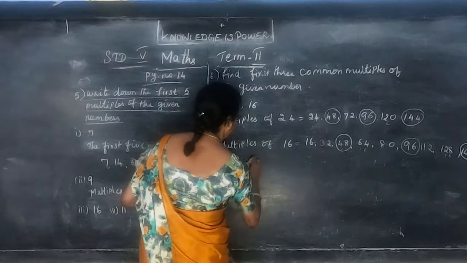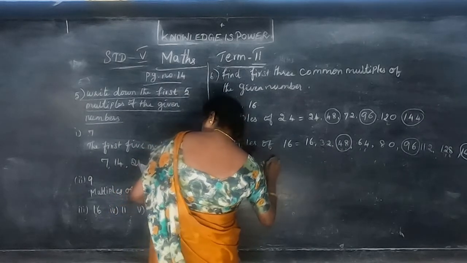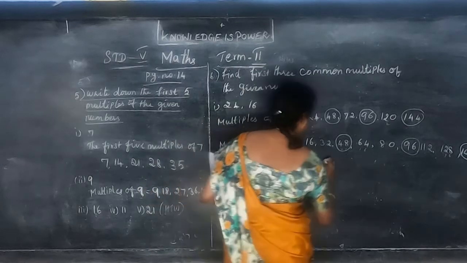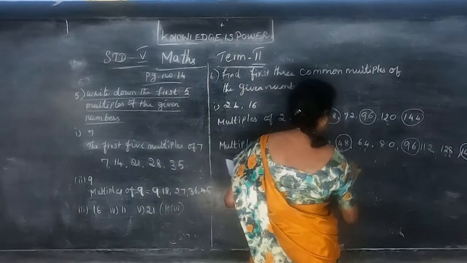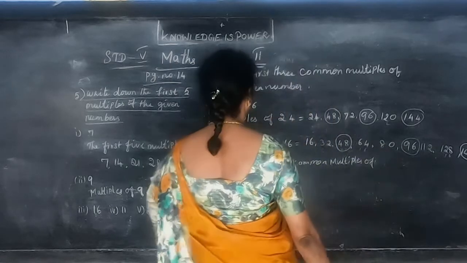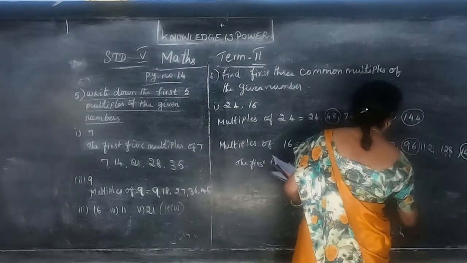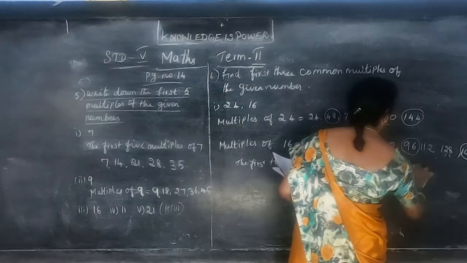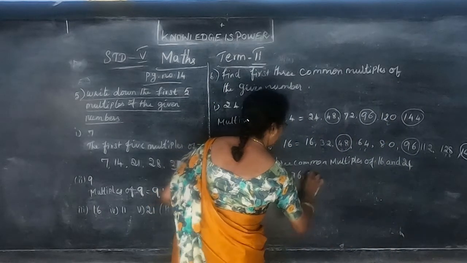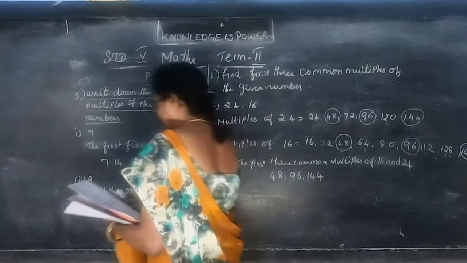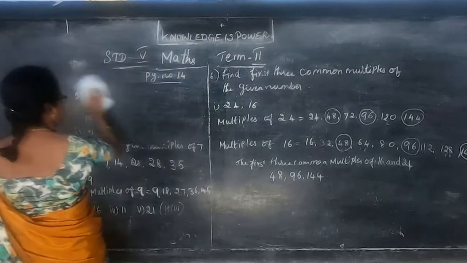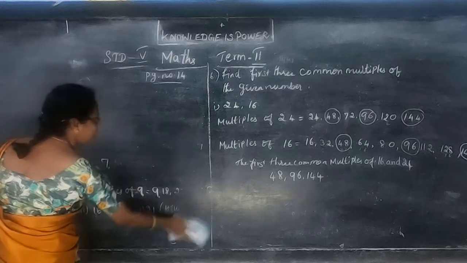The first three common multiples. So for two numbers, we have to learn the tables, multiply and see the multiples of 16 and 24. The multiples given are 48, 96 and 144. This is the first three common multiples.